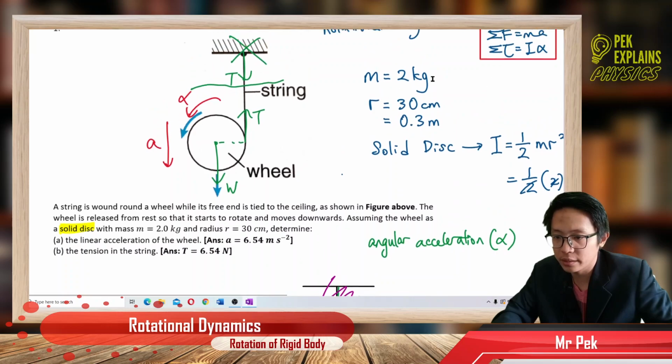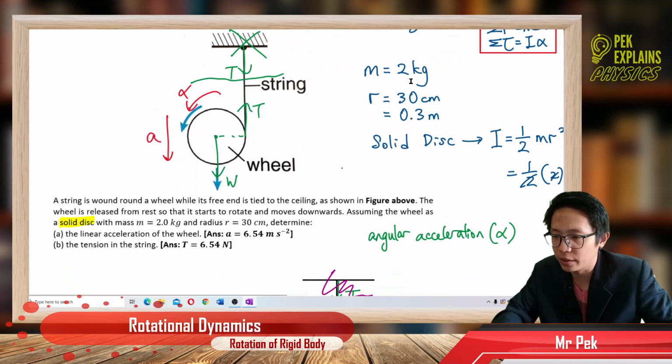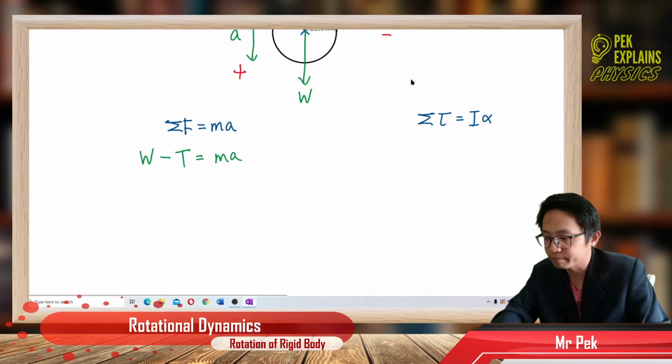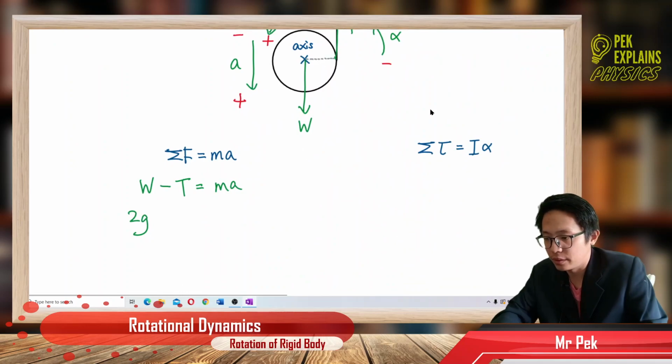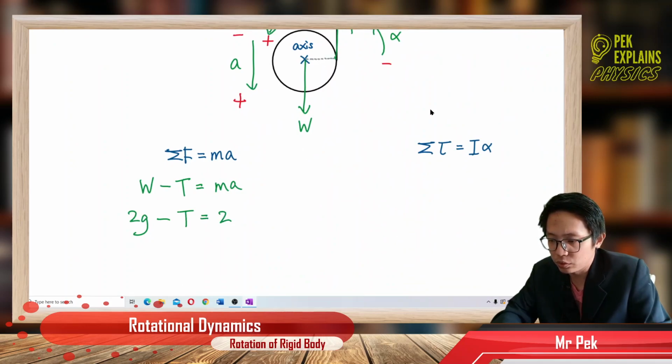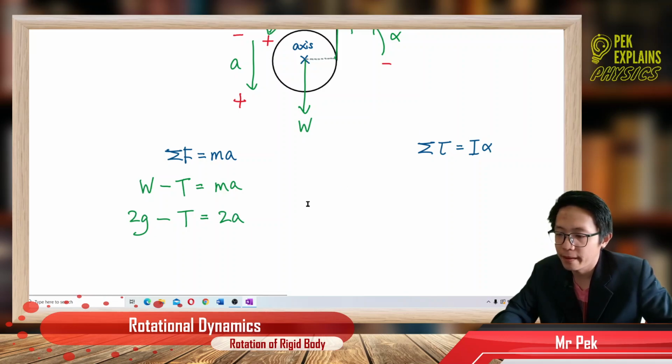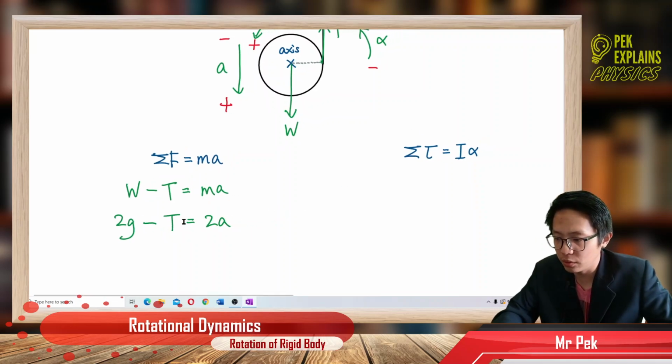What is the weight? Oh, 2. Okay, the weight is mg. So mg, so 2g. The mass is 2 kilograms. And then tension we don't have. Then 2a, mass is 2. Okay, so we have two variables, tension and acceleration.